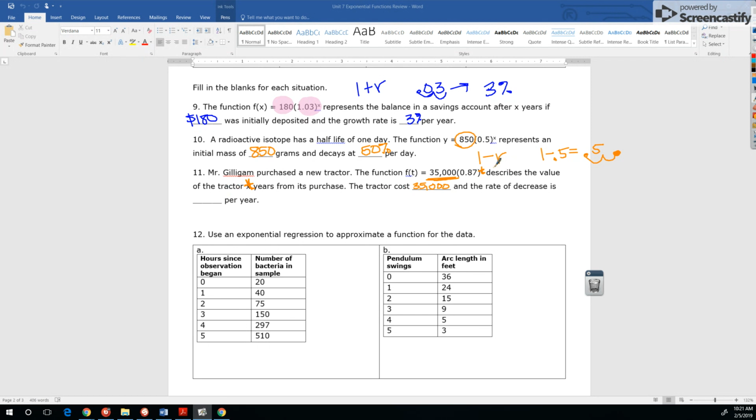And we're decreasing at 13% per year. So how I'm figuring that out is, what do I subtract from 1 to get 0.87, or you can do it backwards. 1 minus 0.87 is 0.13, so those can be interchanged. Converting 0.13 to a percentage is 13%.